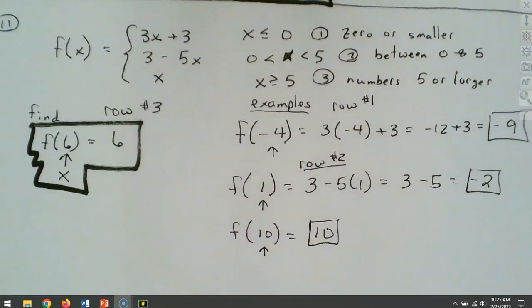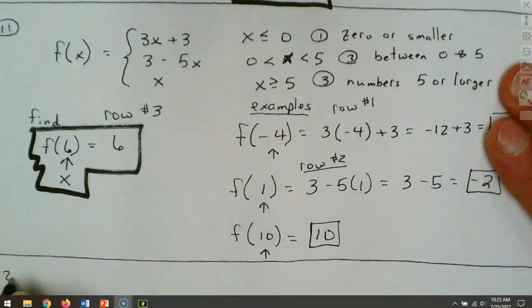Do we understand that, or do we need to do another one like it? Do we kind of know what to do? You just figure out where it goes. Now you're only going to get one answer, so only plug it into the correct row. Only one row.